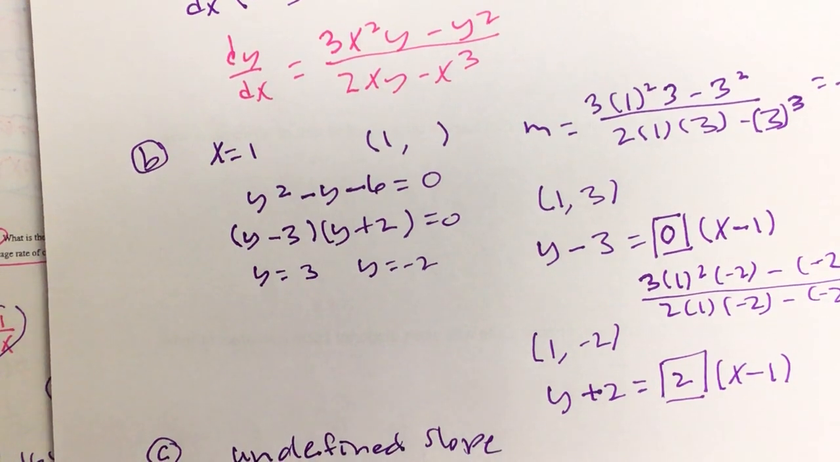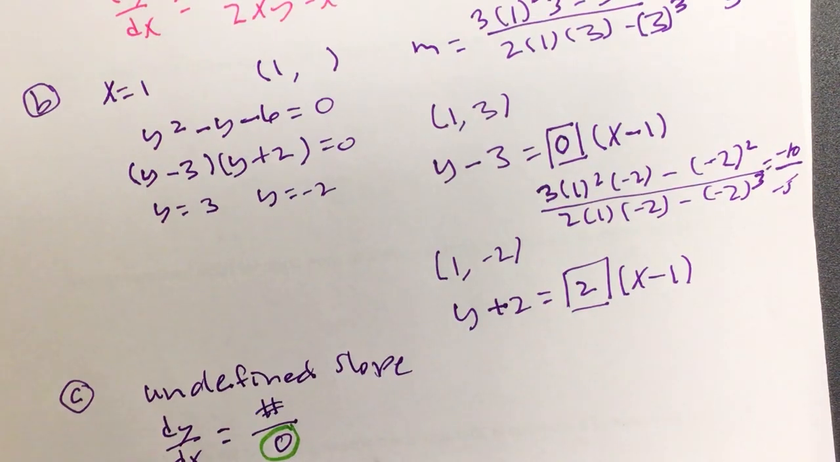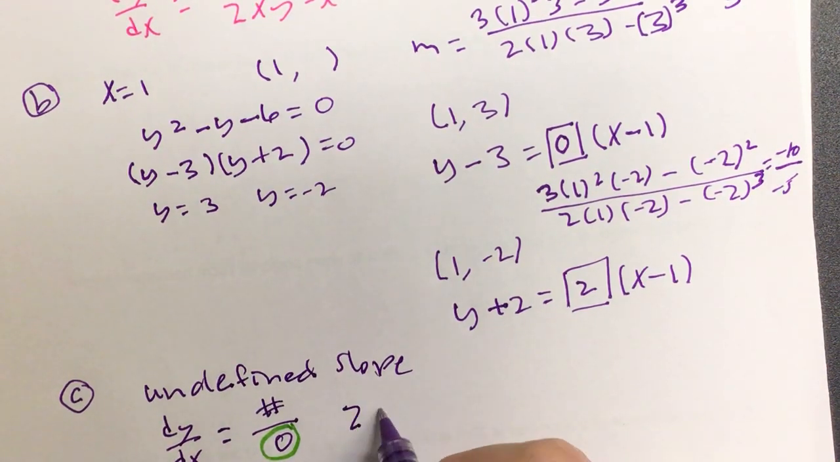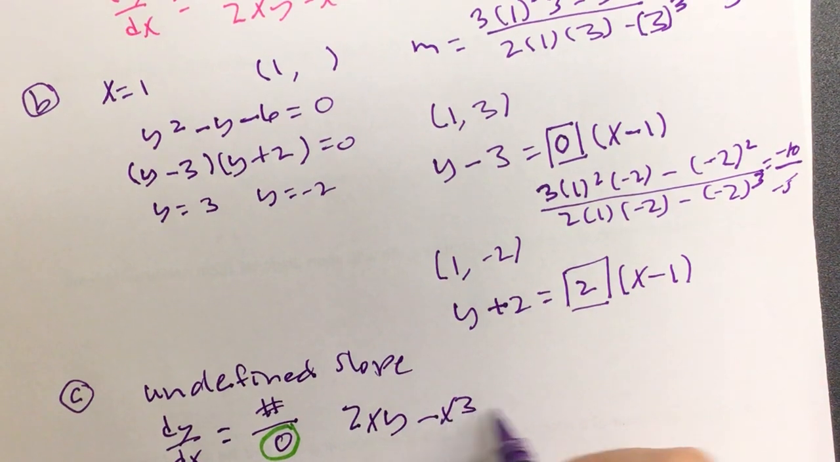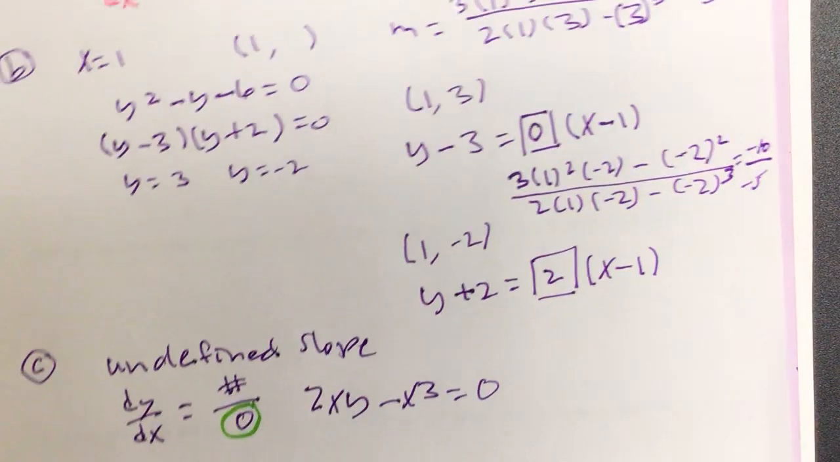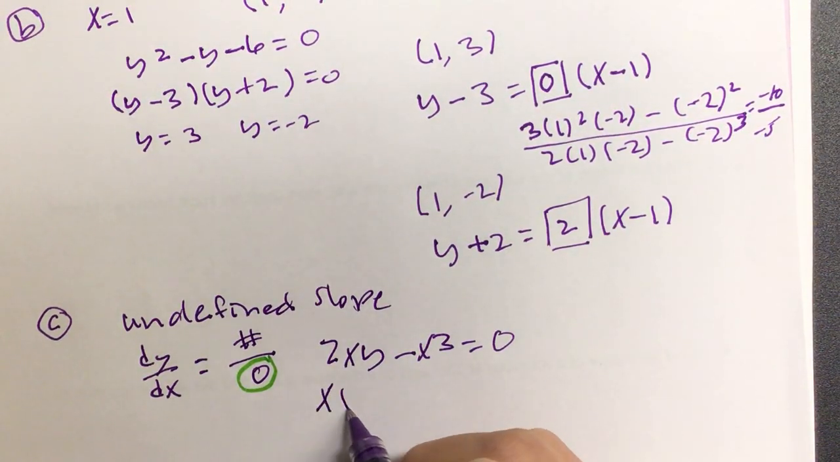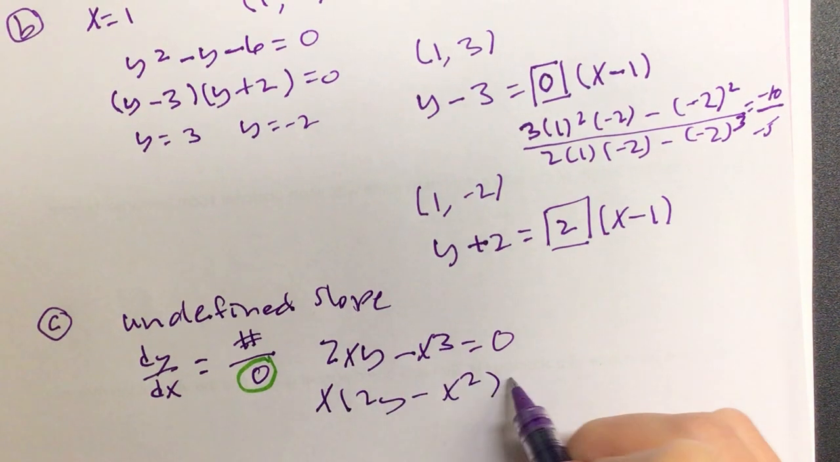So that means our dy over dx, which is basically our slope, is going to be some number over 0. So my focus is basically the bottom. According to our equation, wasn't this our bottom basically? Right? So I'm going to set that equal to 0. So we have 2xy minus x cubed is equal to 0. And we need to factor out something. What is common between these two that I can factor out? The x. So I have 2y minus x squared is equal to 0.